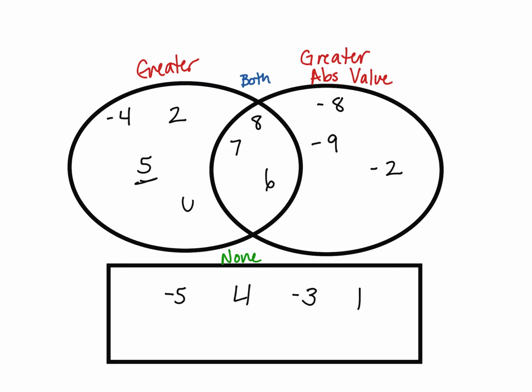For F, I had 5 and -5, which I already took care of. And for G, I had -2 and 0, which are both taken care of.